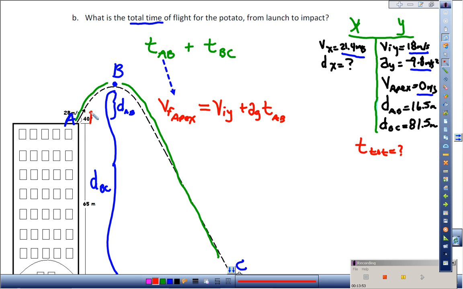That is, our initial velocity here was 18 meters per second. Our final velocity right there was 0 meters per second. So we're just pretending we're going from A to B to find this time.